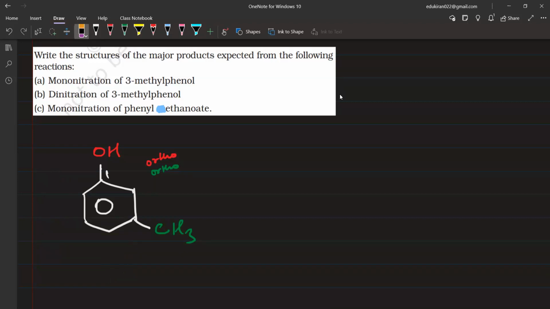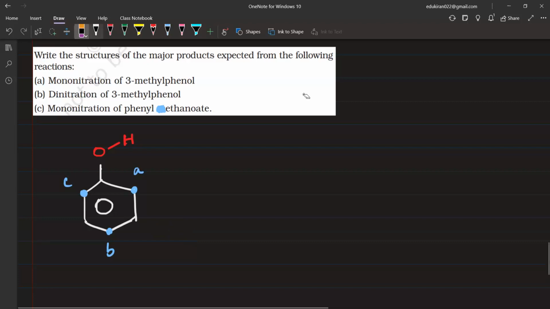We have analyzed and seen what the reactive sites are here. The reactive sites are this position and this position. Now I will number it once again: A, B, and C. But if you look closely at the A position, this A position is very crowded. Can all of you see that? Yes or no? Please tell me.